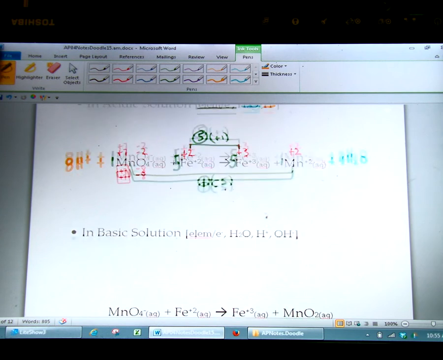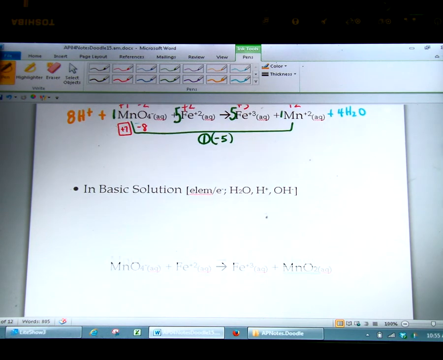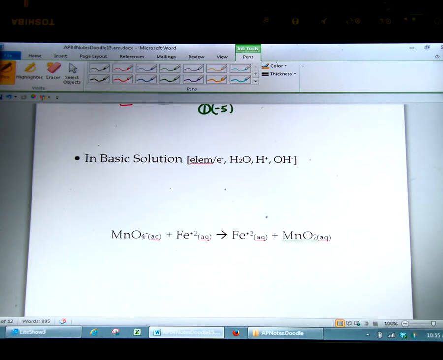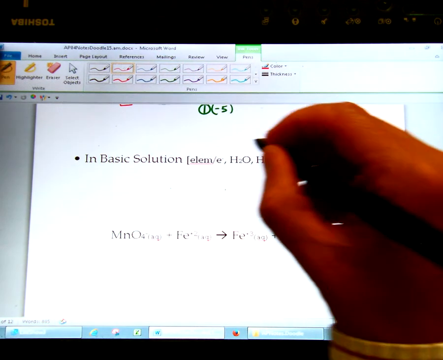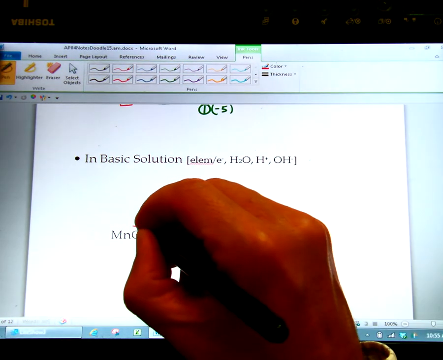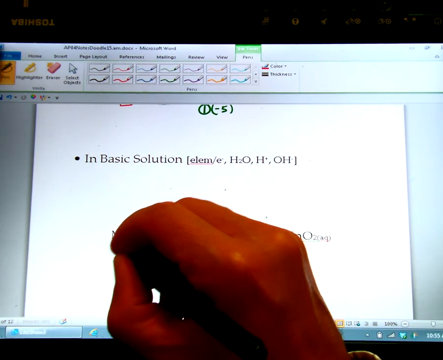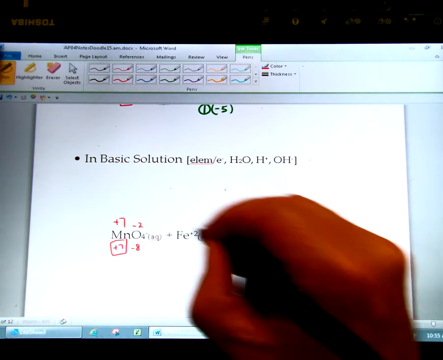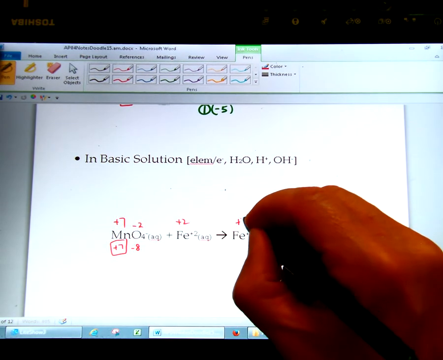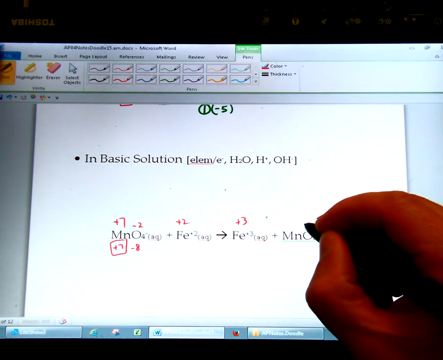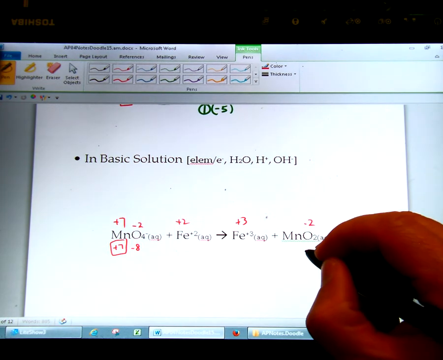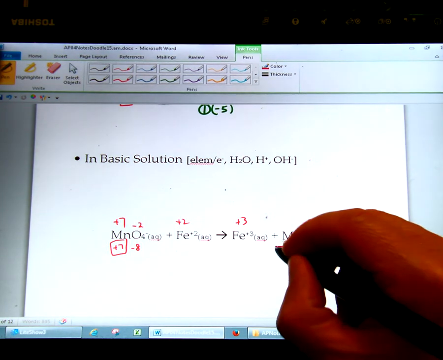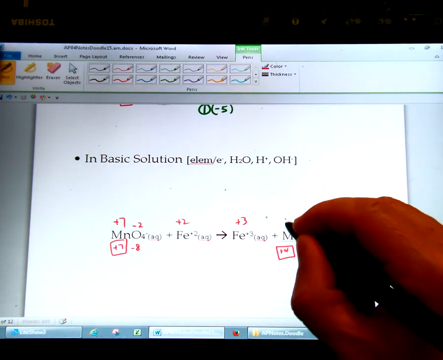The basic solution is exactly the same with one extra step. So we're going to do the same thing again. We're going to write our oxidation numbers on top of here. So this was a -2, -8, +7, because that was the missing one. This is also a +2, this is also a +3, but now we're making manganese dioxide, which happens to be MnO2, so that's a -4 total. This has to be a +4 total.